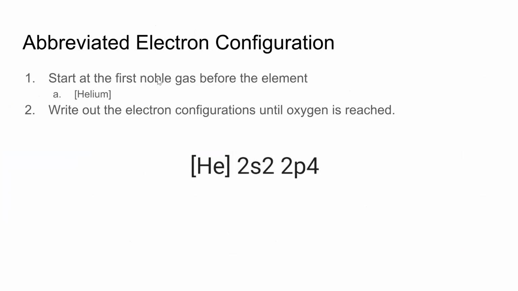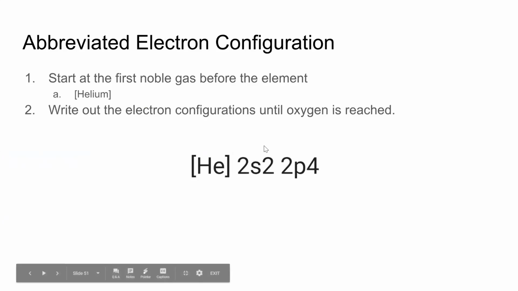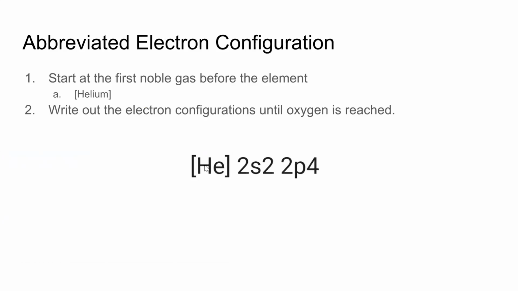Now the abbreviated electron configuration, we always go with the noble gas. We just basically replace it with the noble gas. So instead of writing out 10 to 15 different subshells, we can use the noble gas as a shortcut, because we know that noble gases are practically stable. So all the electrons inside the noble gas are pretty much not going anywhere. So we always write the noble gas in brackets. Make sure you put it in brackets, because if it's in parentheses, that would be incorrect.